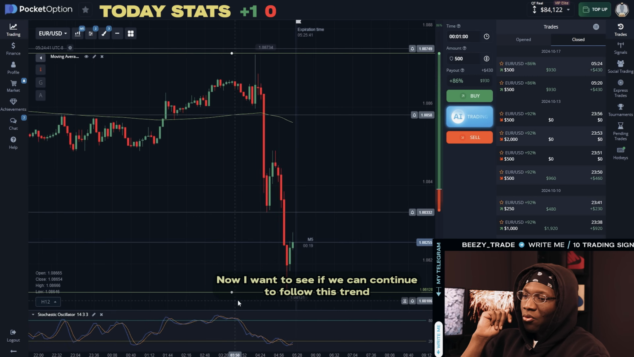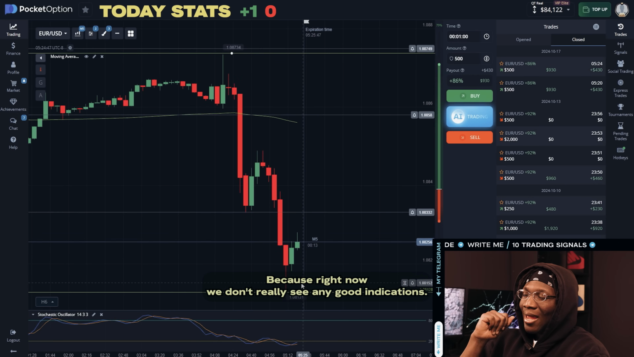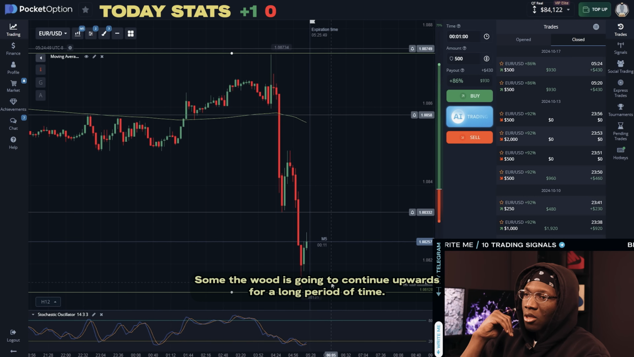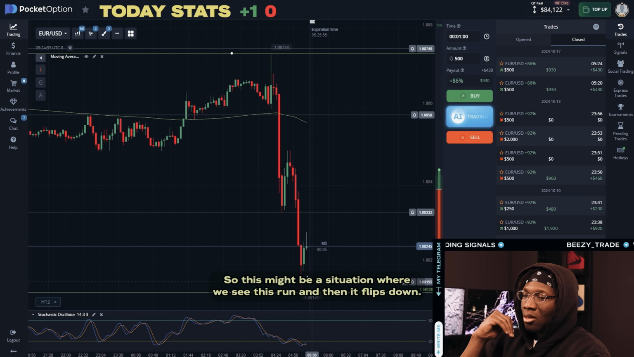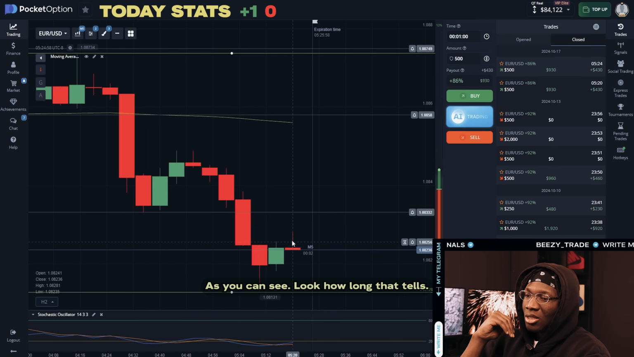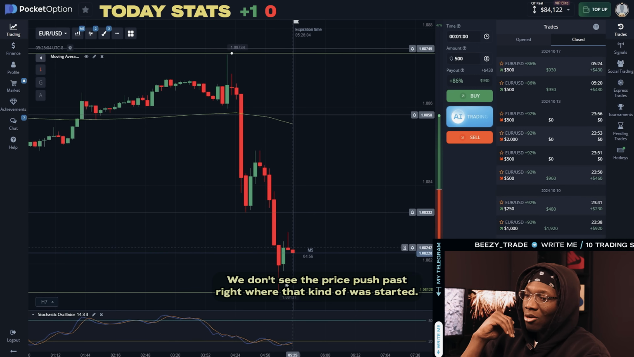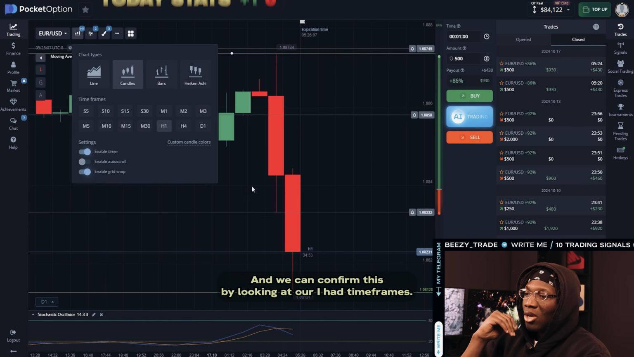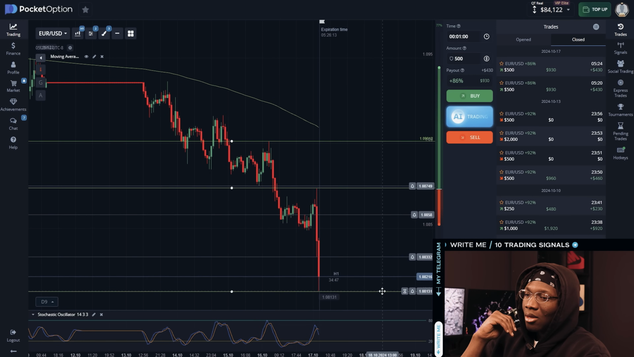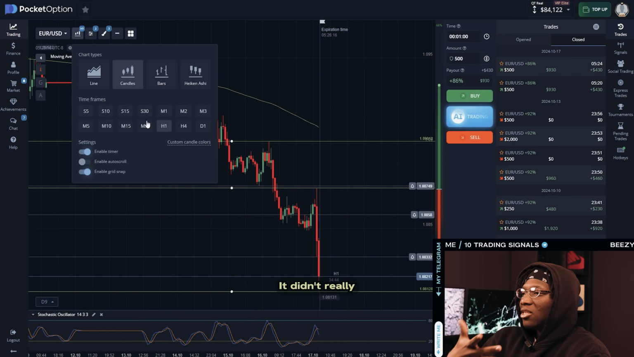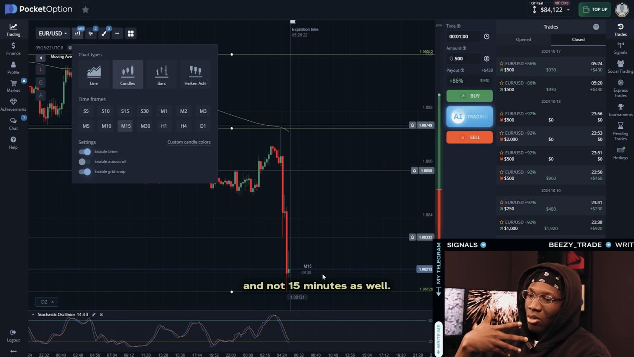Now I want to see if we can continue to follow this trend upwards, because right now we don't really see any good indications this market is going to continue upwards for a long period of time. So this might be a situation where we see this run and then it flips down. As you can see, look how long that tail is. We don't see the price push past right where that candle was started. So there's a possibility that we see that price move down, and we can confirm this by looking at our high time frames. We see that it just kind of paused on its way down. It didn't really green, not on 30 minutes and not on 15 minutes as well.